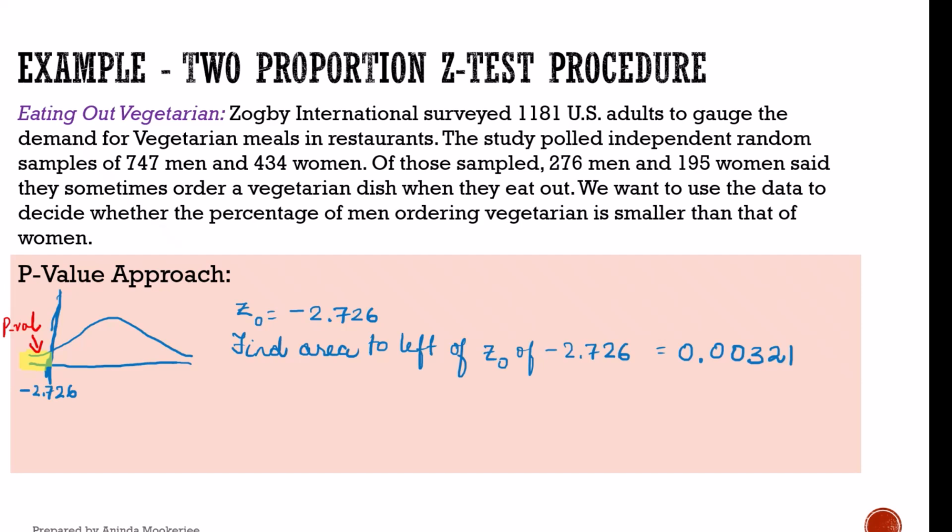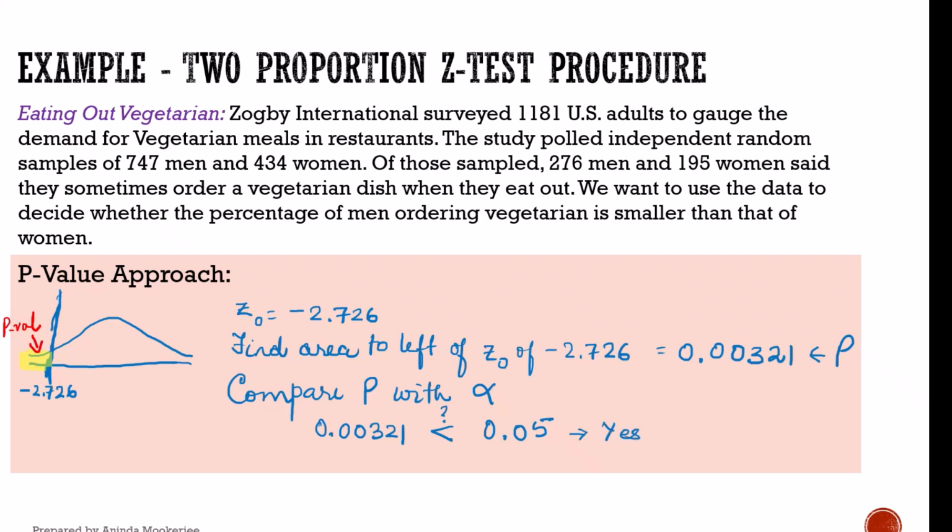All right, so it's a very small value, and the next step you compare. This is our p-value. Let me write that here. This is p-value. So compare p with alpha, correct? And if p is less than or equal to alpha, then the decision is to reject. So our p-value was 0.00321. Is it less than 0.05? Of course, yes, correct? Yes. Is it less than 0.05? Yes. Therefore, the decision is to reject the null hypothesis.